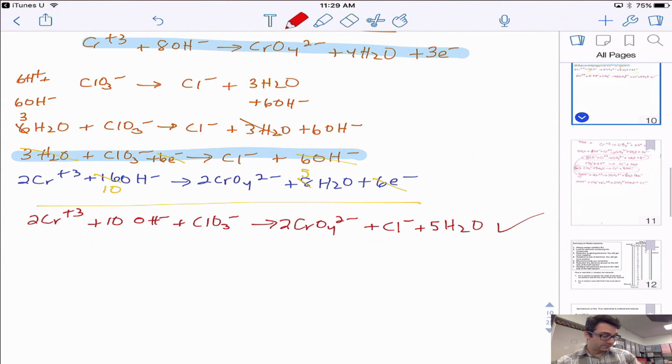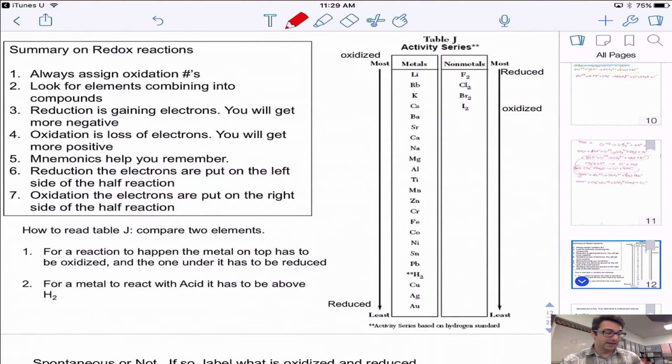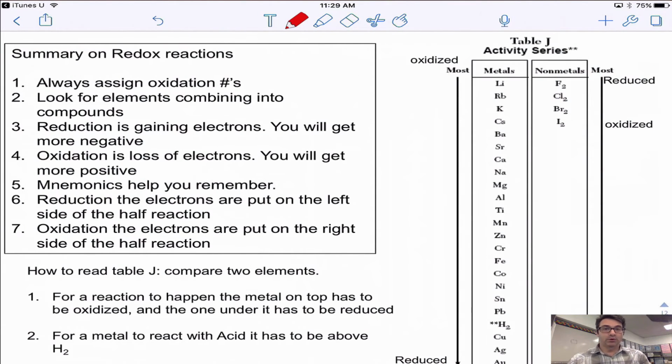So we're going to have putting together the redox reactions. These are for the simple ones. You always want to look and assign oxidation numbers first. You want to look for elements changing from pure elements into compounds. You want to know that reduction is when you gain electrons and you'll become more negative. Oxidation is when you lose electrons, you'll get more positive.